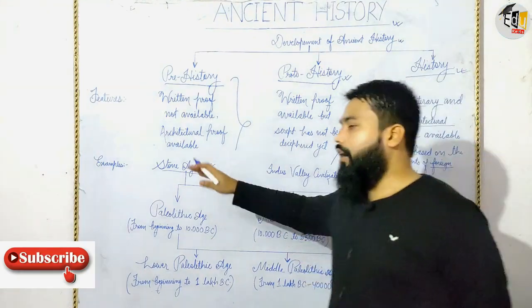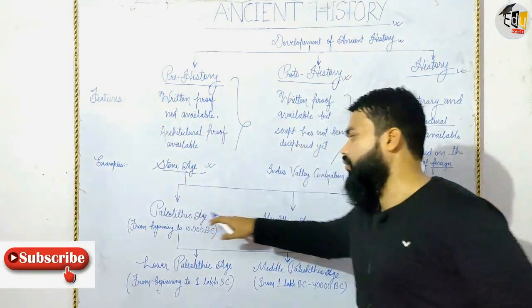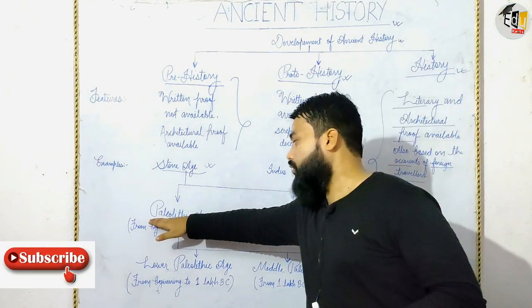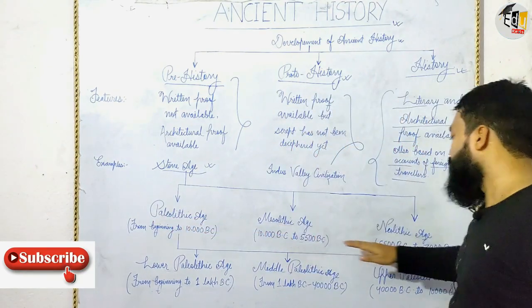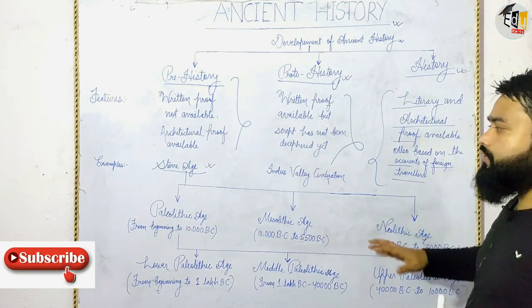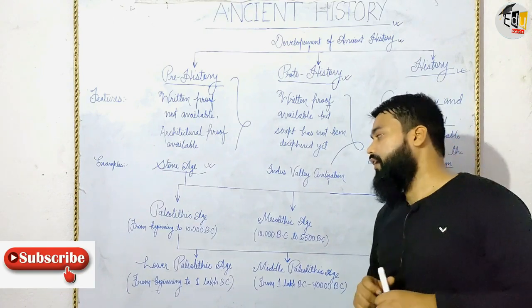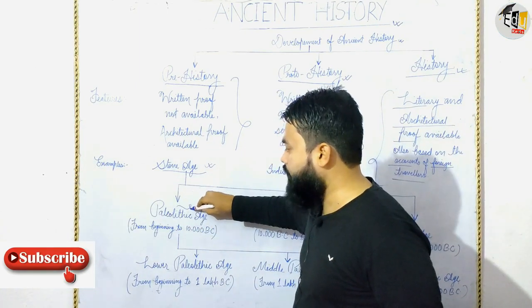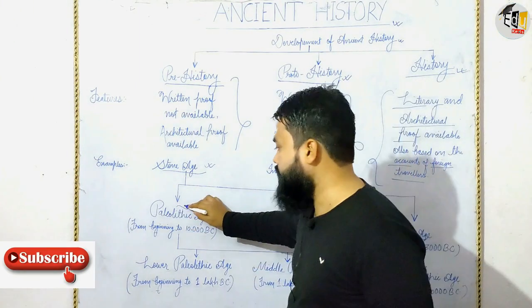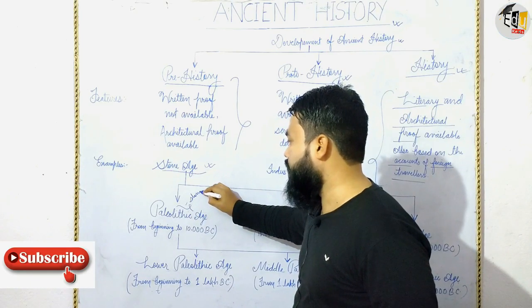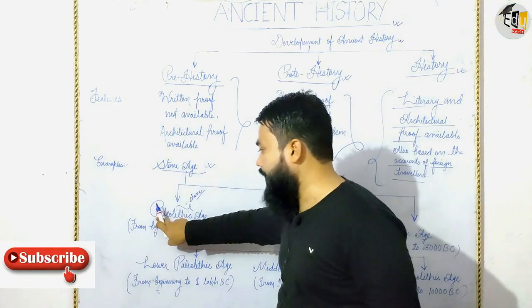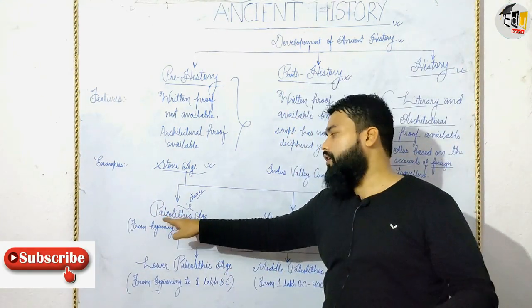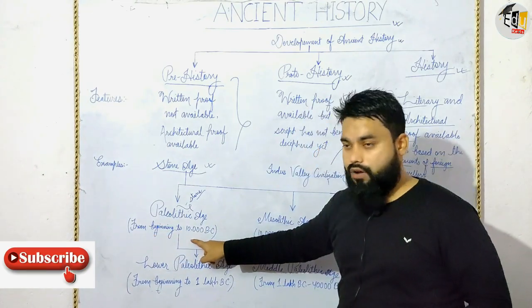Now let us understand the subcategorization of the Stone Age. It has been further subcategorized into three types: the Paleolithic age, Mesolithic age, and Neolithic age. One more thing you have to understand is that Paleolithic is not very different, because we find stone here as well. Lithic means stone, and Paleo means early. So it is the early Stone Age, the timeline of which is from the beginning to 10,000 BC.